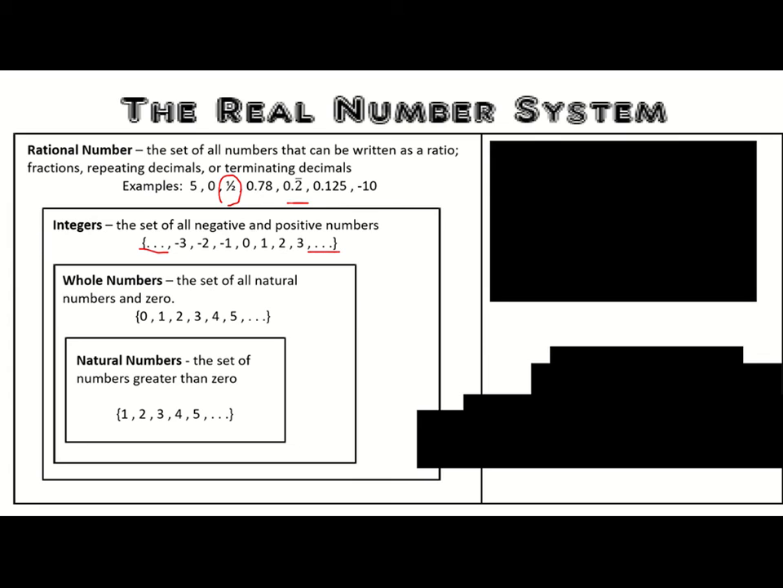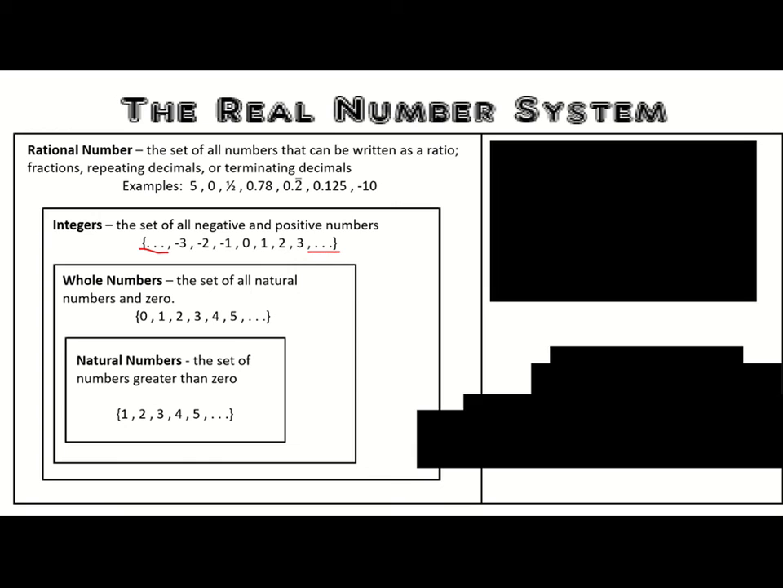That bar at the top means that it's repeating. We have terminating decimals, such as 0.78 or 0.125. And we can still have negative numbers, such as -10. So until we get to rational numbers, we did not have any fractions or decimals. At this point, we now do.